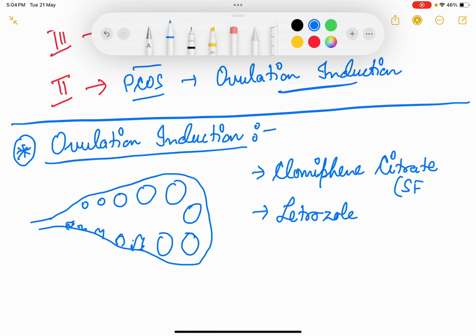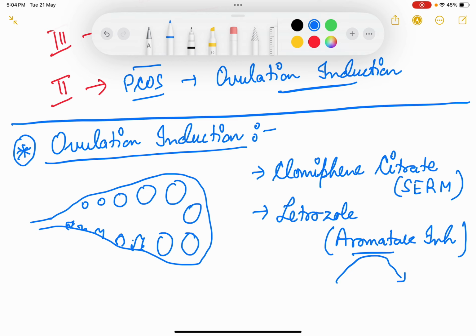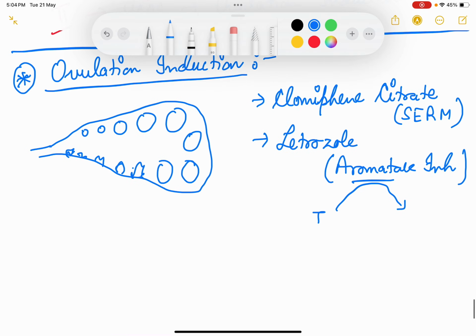Clomiphene citrate is a selective estrogen receptor modulator, whereas letrozole is an aromatase inhibitor. Now understand what actually aromatase is. Aromatase helps in conversion of testosterone to estrogen. So, if aromatase is inhibited, then testosterone to estrogen conversion won't take place in the body. So, estrogen level will go down.